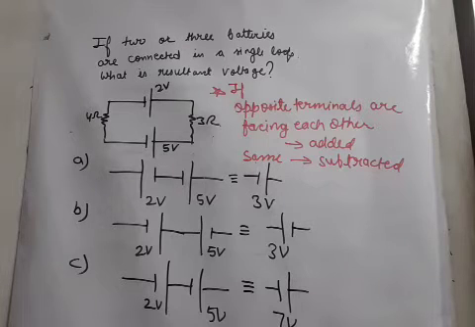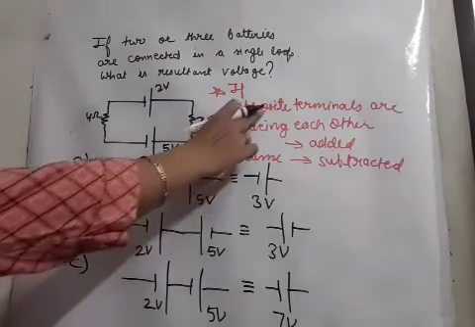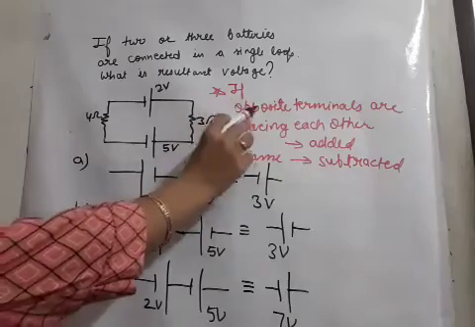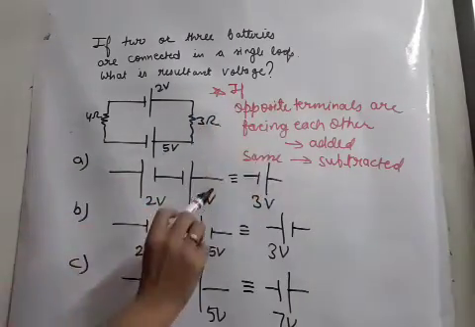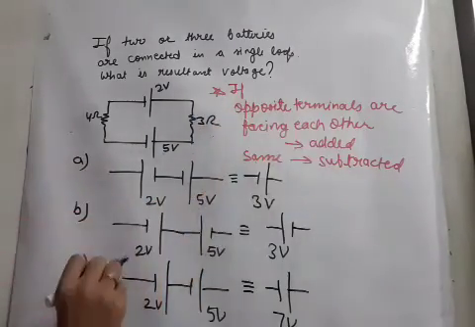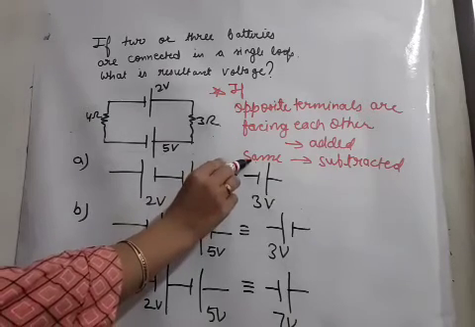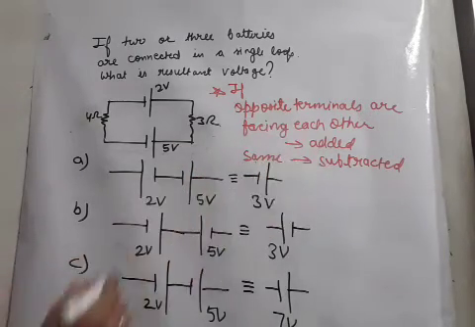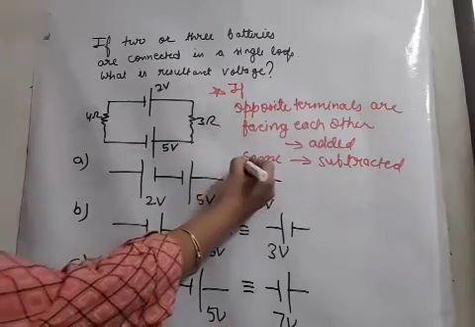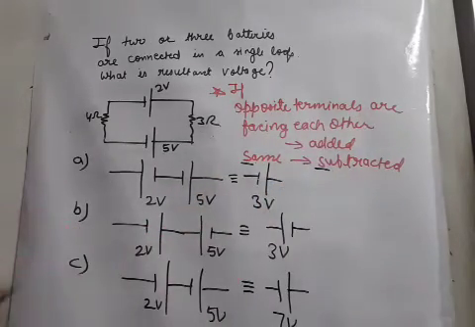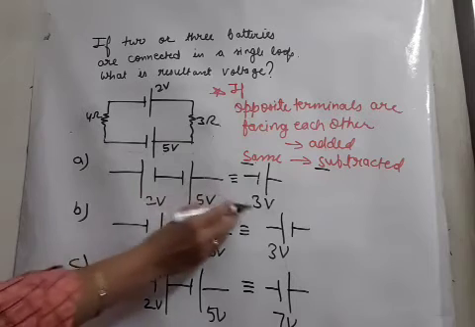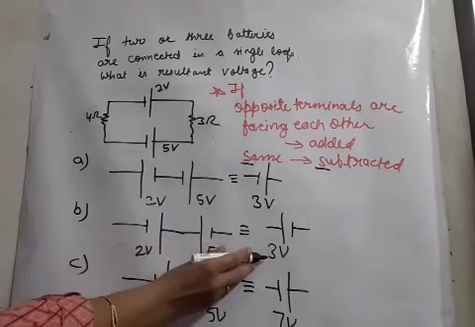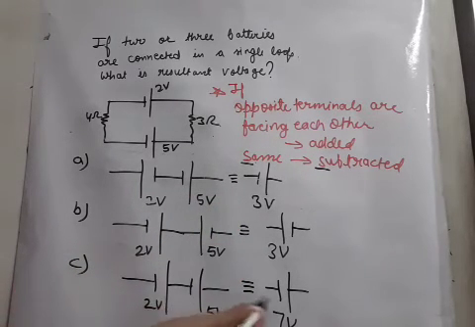So overall the conclusion is this. It is written here: if opposite terminals are facing each other, then the batteries are added, and if same terminals are facing each other of the two batteries, then they are subtracted. So how can you remember? S. When the same terminals are facing each other, they are subtracted. Same terminal, subtracted. Opposite terminal, added. I think you have understood now how we apply this.